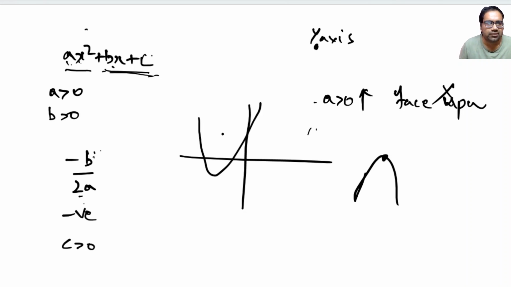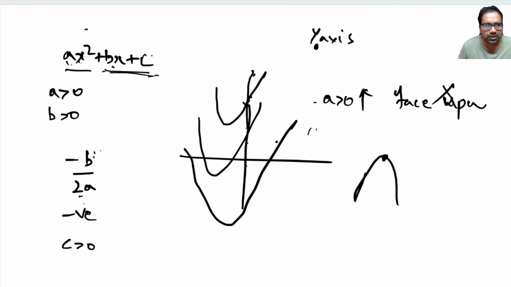The graph can be like this, or the graph can be like this. In both cases, it is touching the y-axis at a positive value. It is not touching below the y-axis. So whatever is the case, the graph cannot be like this. When x equals 0, then c is negative. C is negative, right? C is less than 0. So this graph is clearly not possible.